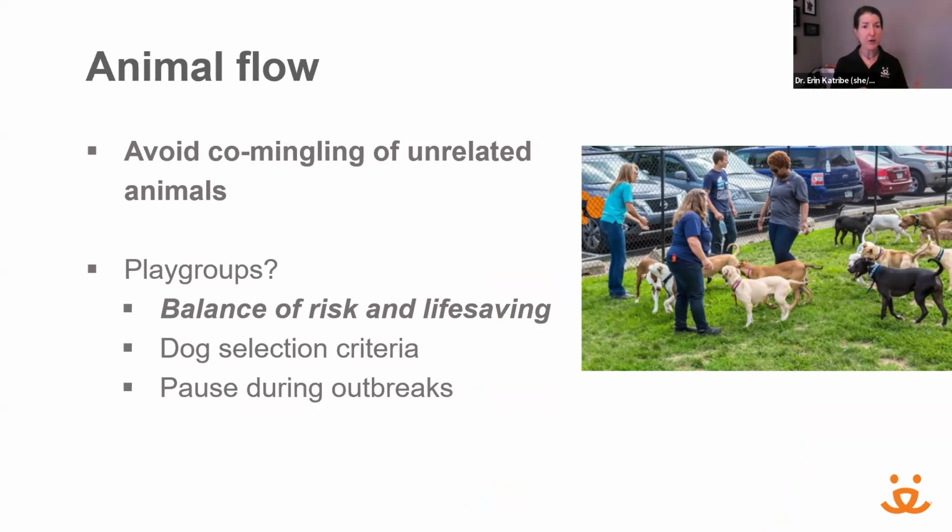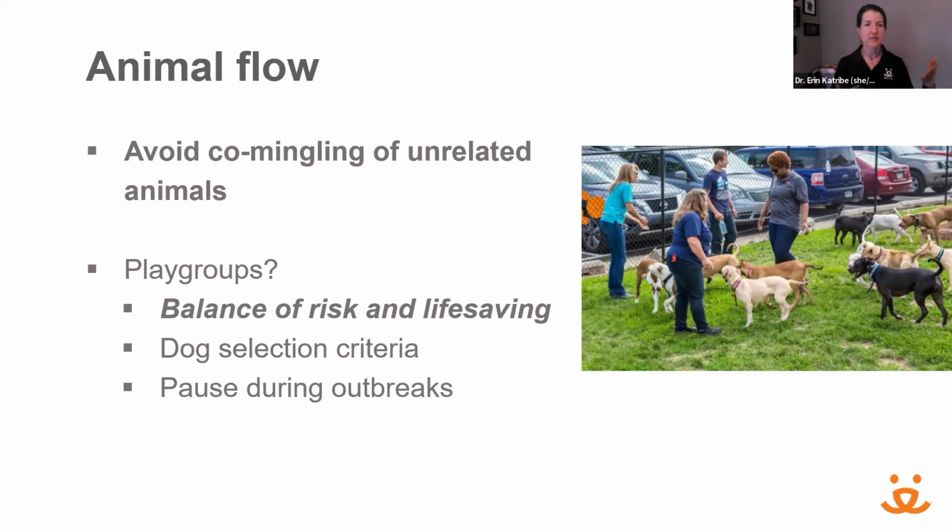And so putting a bunch of healthy appearing adult dogs in playgroup together outdoors for 20 minutes is relatively low risk as compared to putting two unrelated dogs together 24/7 in an indoor kennel, as an example, right? That playgroup risk is much less. And that life-saving benefit is huge for those dogs, right? And so for me, again, like so much of what we do, it's balancing risk and life-saving. And so for me, that life-saving benefit way outweighs that risk.